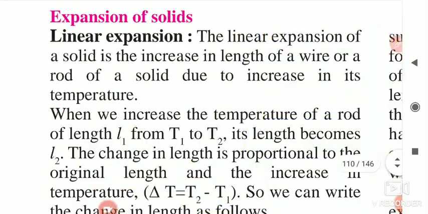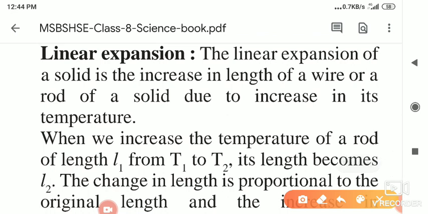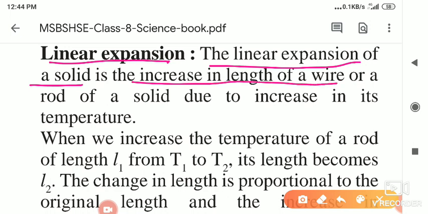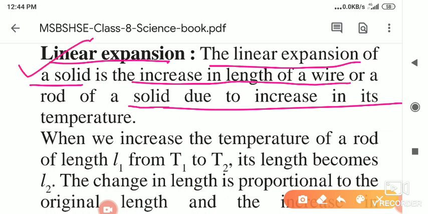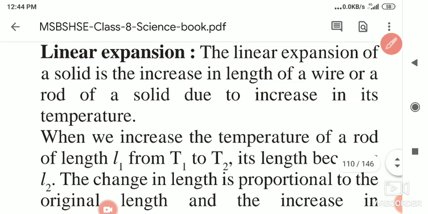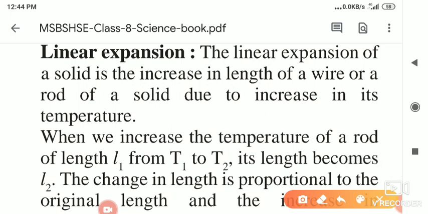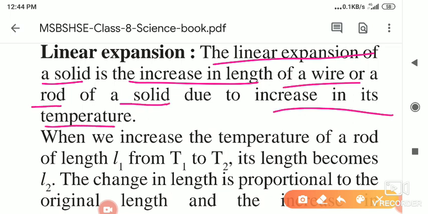Now the next point is the expansion of solids. So, linear expansion: the linear expansion of a solid is the increase in the length of a wire. When we provide heat to the wire, which is linear, straight, the length of the wire increases. This kind of expansion is called linear expansion. So here it is given that the linear expansion of a solid is the increase in the length of a wire or a rod of a solid due to increase in its temperature.